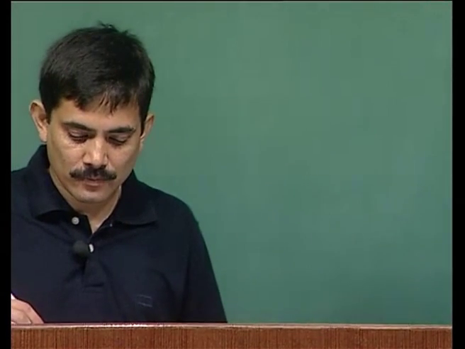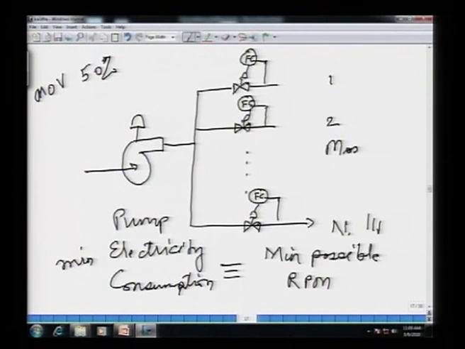So, this minimum electricity consumption, which is realized by minimizing the RPM of the pump, is equivalent to saying that I would like the most open valve to be nearly fully open. Okay. How do we realize that?